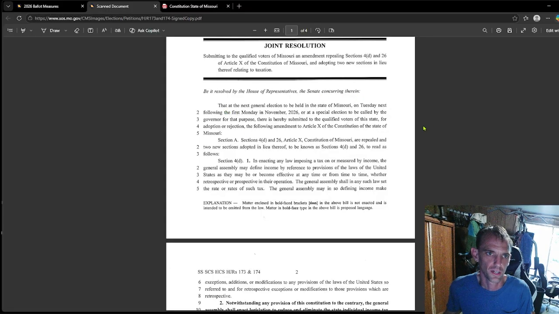That at the next general election to be held in the state of Missouri on Tuesday next following the first Monday in November 2026, or at a special election to be called by the governor for that purpose, there is hereby submitted to the qualified voters of this state for adoption or rejection the following amendment to Article 10 of the Constitution of the state of Missouri. Section A, Sections 4D and 26, Article 10, Constitution of Missouri are repealed, and two new sections adopted in lieu thereof, to be known as Sections 4D and 26, to read as follows.